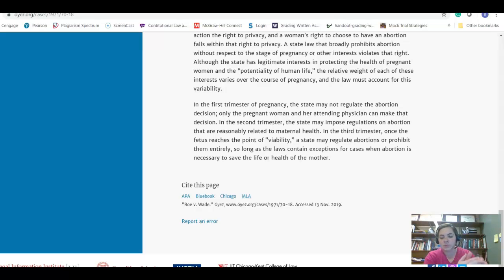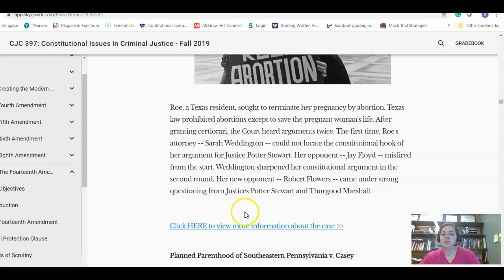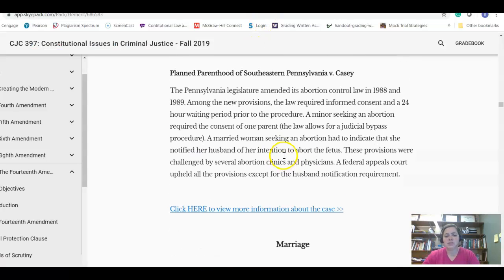So first trimester, the woman's right is exclusive in its entirety. Second trimester, the state can legislate based on maternal health. Once in the third trimester, where at this point the fetus had to be in the third trimester to be viable in the 70s, only the state can regulate abortions in its entirety. But there is this important note that the law should contain exceptions to save the life or the health of the mother. So this is still a really contemporaneous issue. We see the courts continuing to litigate this issue out.